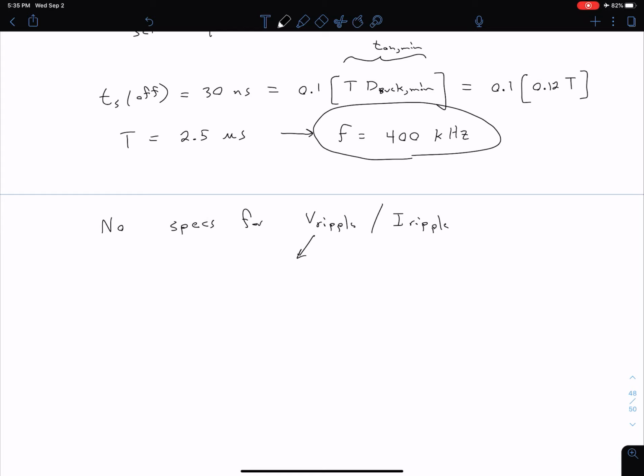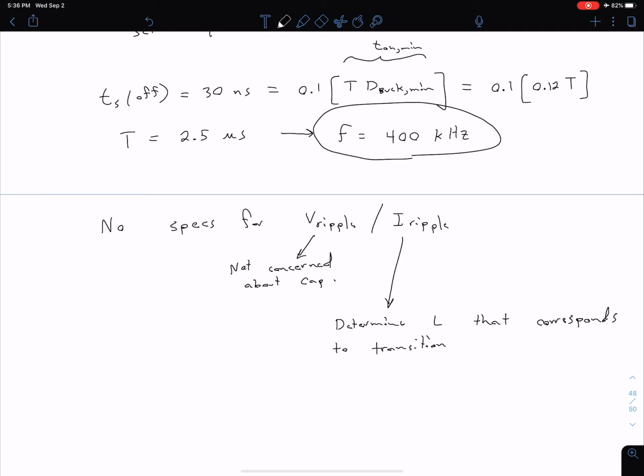discontinuous modes. As I've said before, no specs for V ripple means we're not concerned about our capacitor. And for our I ripple, what this means is we can choose and determine L that corresponds to our transition point between continuous and discontinuous modes.